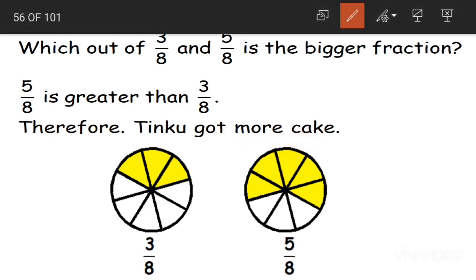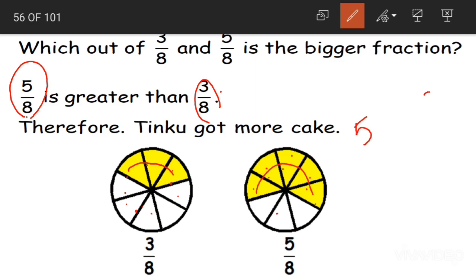What does 5 by 8 actually mean? See, out of 8 pieces, Tinku got 5 pieces. And what does 3 by 8 mean? Out of 8 pieces, Tina got 3 pieces. Yes, children. 3 by 8 means only 3 pieces out of 8, and 5 by 8 means 5 pieces out of 8.